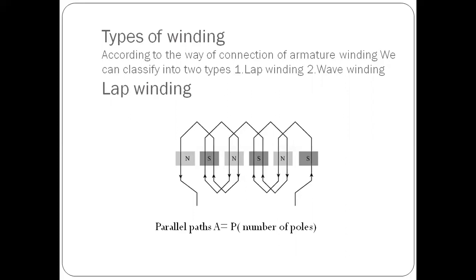So what happens here is that a number of conductors are placed in the slots in parallel paths. That is not restricted here. Based on the number of conductors, we can place them in parallel paths. So it has a high current carrying capacity.